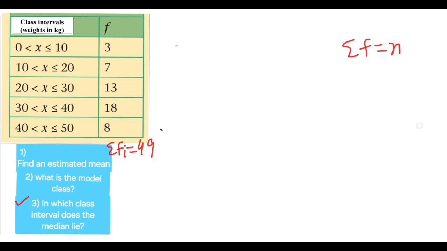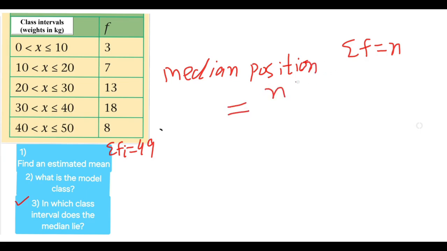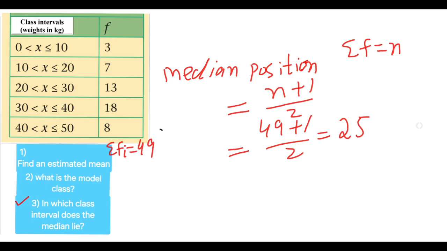So for the median class, first we need to find the median position. The formula says n plus 1 divided by 2. So the total number we got is 49 plus 1 divided by 2. The answer will be 50 divided by 2 is 25. Now we're going to use the cumulative frequency to find the relevant class interval.